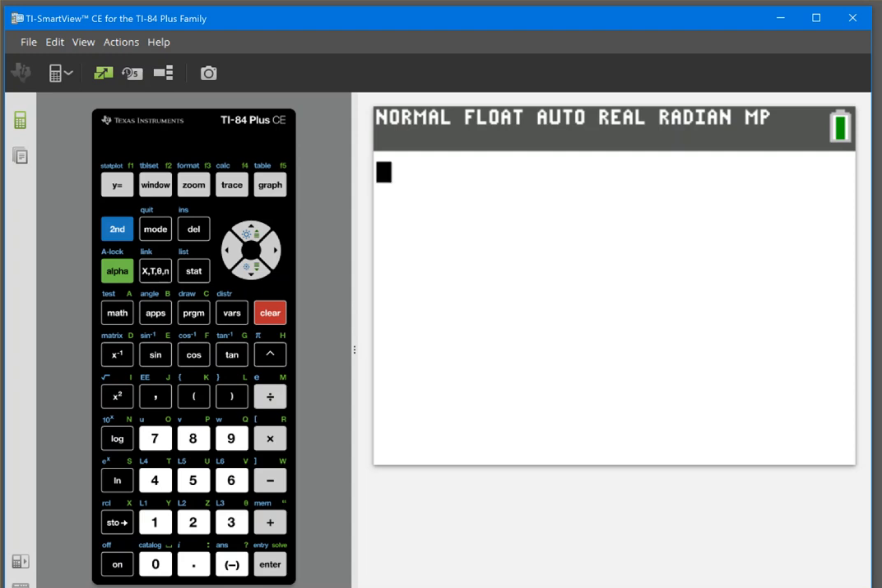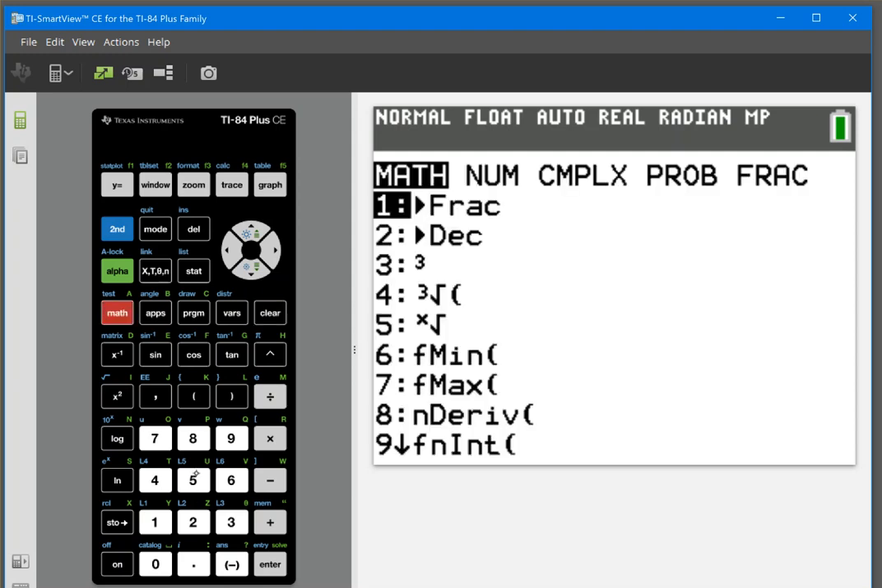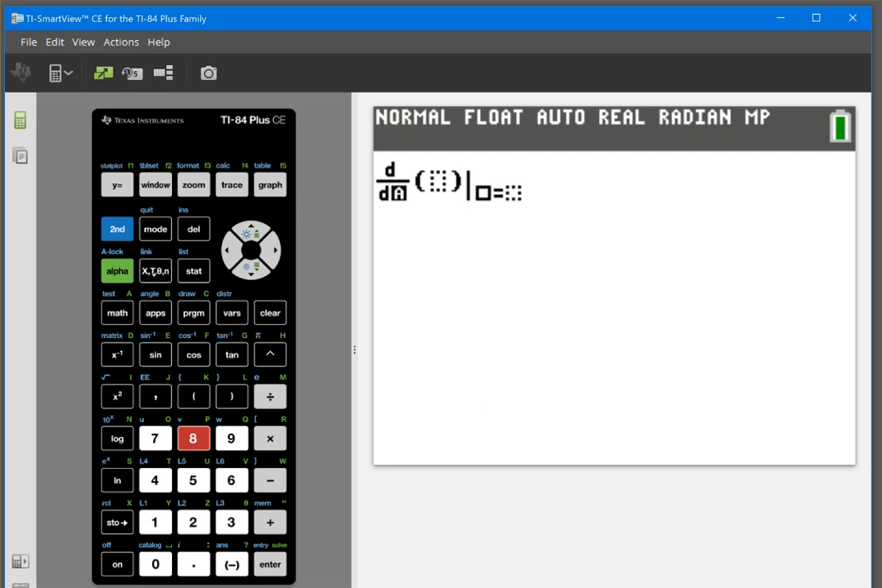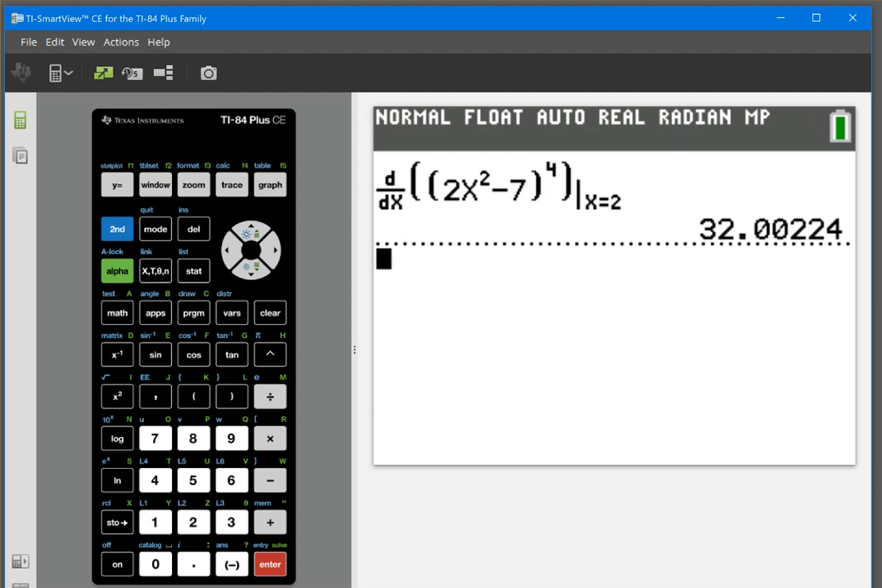So this first one, that's under math, the derivative. There it is, 8. And then when this comes up, it's d dx, and we need another set of parentheses. 2x squared minus 7, close parentheses, all raised to the 4th. And then I want to evaluate this at x equals 2. And then I can hit enter, and there's the answer, 32.